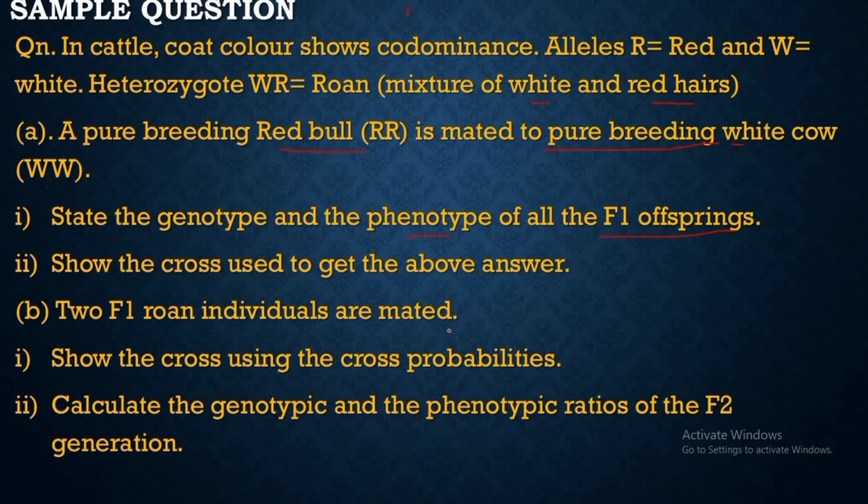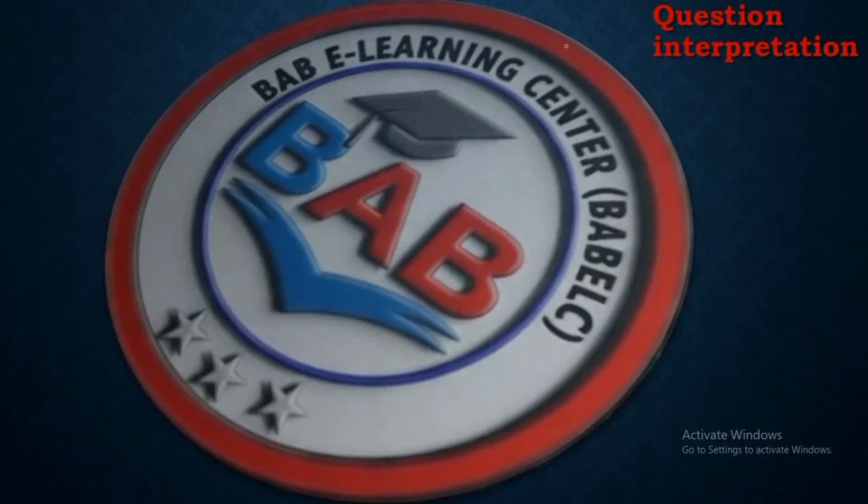Two F1 Rowan individuals are mated. Show the cross using the cross probabilities. Calculate the genotypic and the phenotypic ratios of the F2 generation. We'll come to the question interpretation.